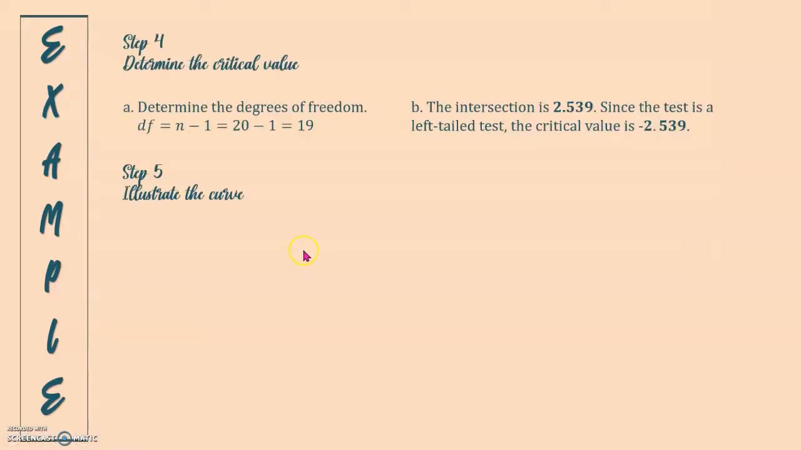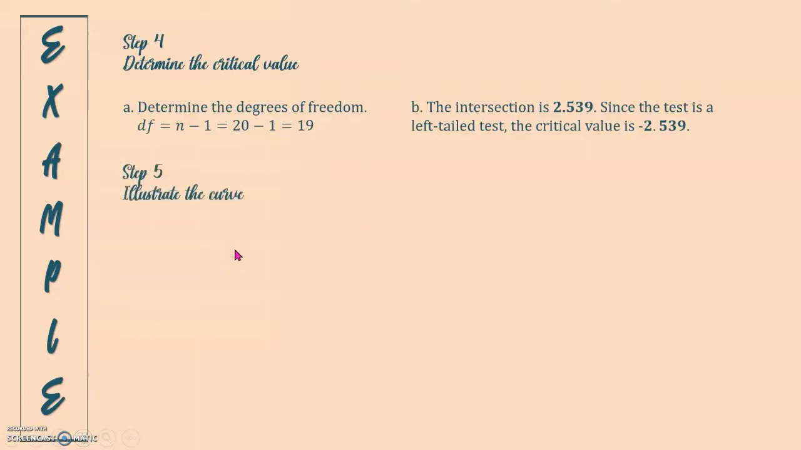Now, since our test is a one-tailed test, specifically a left-tailed test, because our alternative hypothesis is expressed in the less than symbol, we only have one value for the critical value. And since it's a left-tailed test, we'll use negative 2.539 as the critical value.